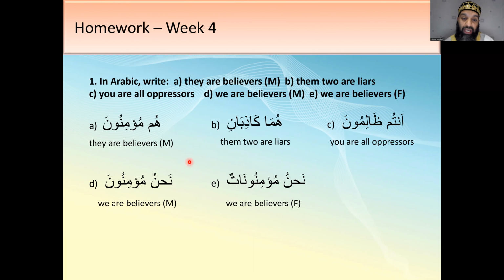So next one, we are believers. Nahnu means we. For male and female, it's going to be nahnu. And then believers, masculine is mu'minuna. Nahnu mu'minuna. We are believers.